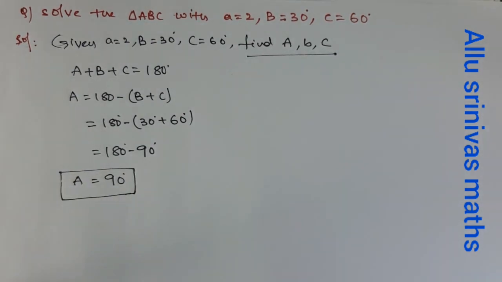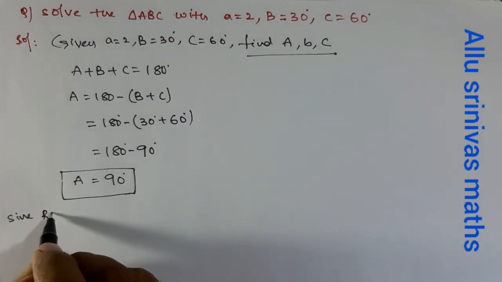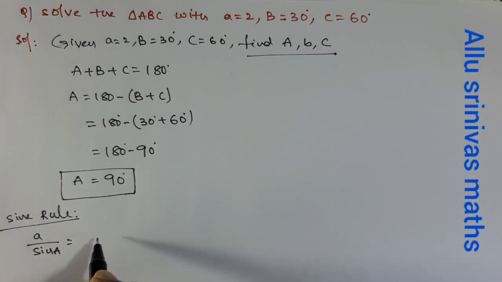Next we have to find the remaining sides, side B and side C, by using sine rule. You write the sine rule formula. A by sin A equal to B by sin B equal to C by sin C.